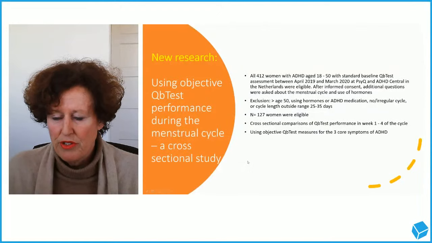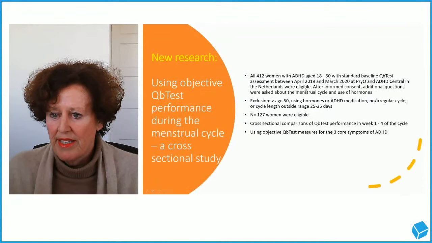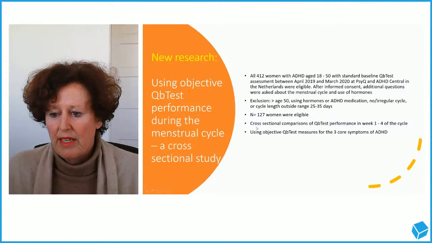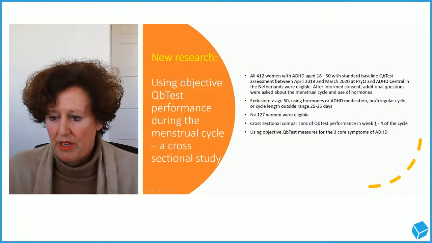We used the data of the QbTest that we already had gathered, and we asked the women doing this baseline test at PsyQ and at another ADHD facility additional questions on the menstrual cycle, the duration, the first and last day of the first menstruation, and the use of hormones. And we excluded older women, those using hormones or having irregular cycles, etc. We found 127 women eligible, and we used our data on the QbTest performance in weeks 1 to 4 of the cycle. So the first week is starting at the first day of the menstruation, and the fourth week is the last week before the next menstruation. And we did this not on an individual level, but on a group level as a cross-sectional study.